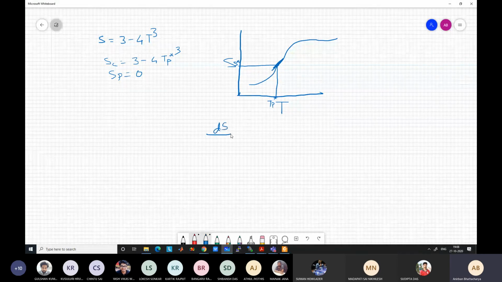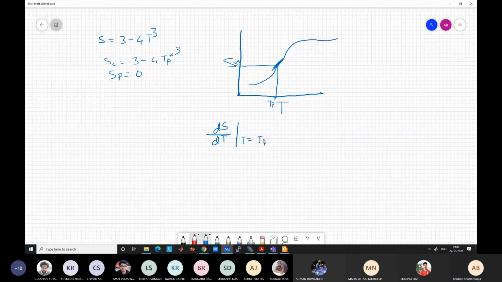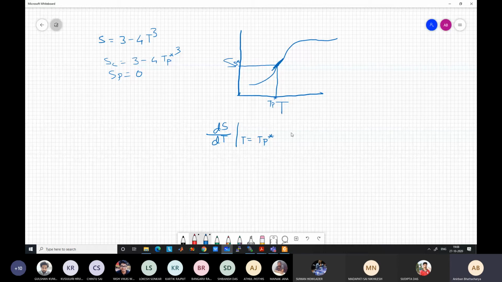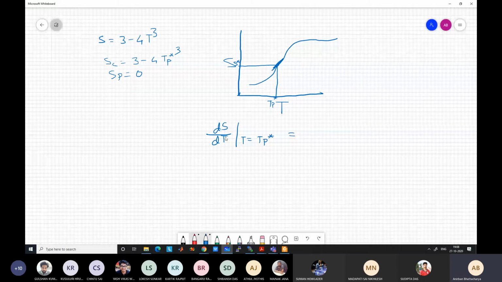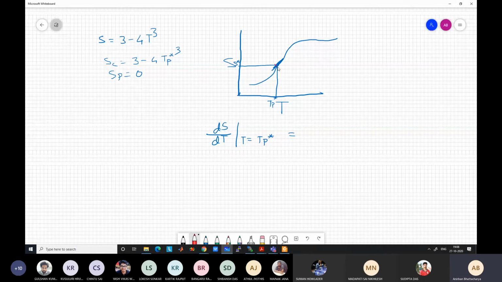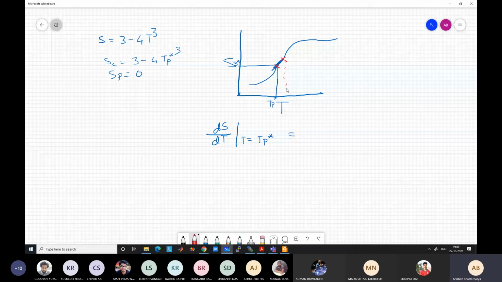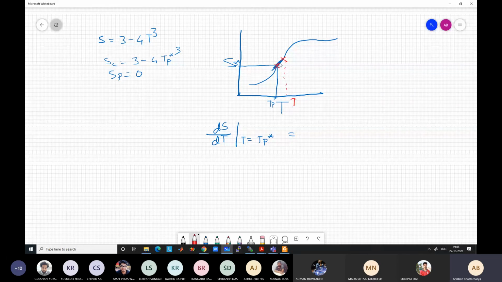Slope is dS/dT at T equal to TP star. Correct. If I move slightly from this point, let me take another color, to another point, some point T. This point is T. I move from TP star to T, which is a short distance away, so that I can assume a linear profile in between. It is a very short, infinitesimal distance away.